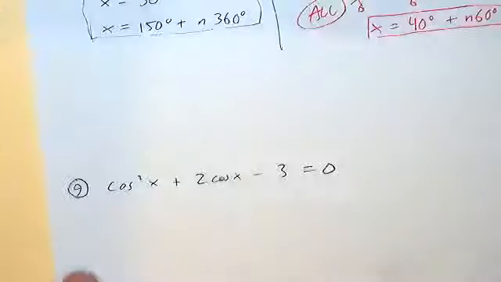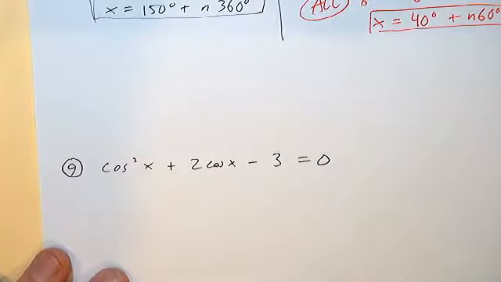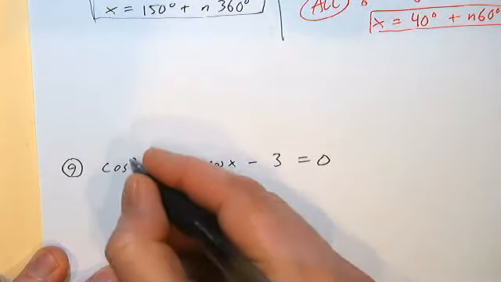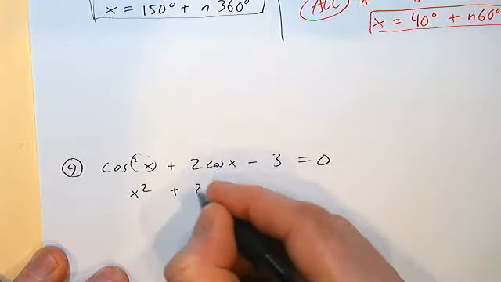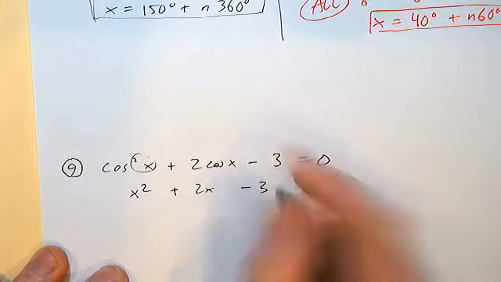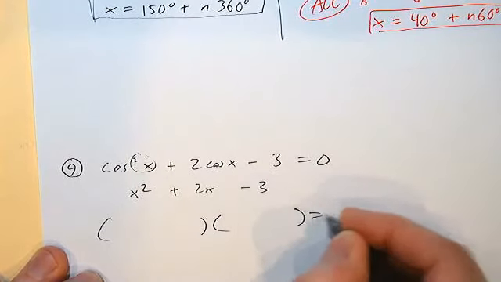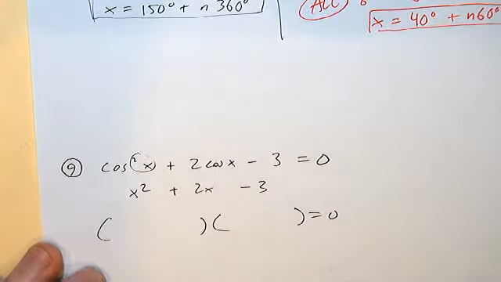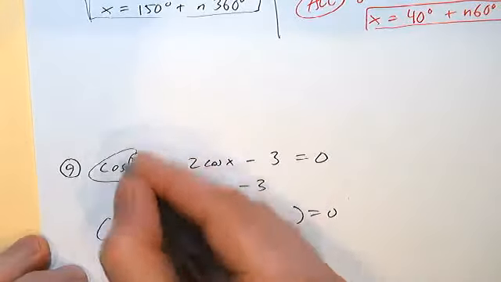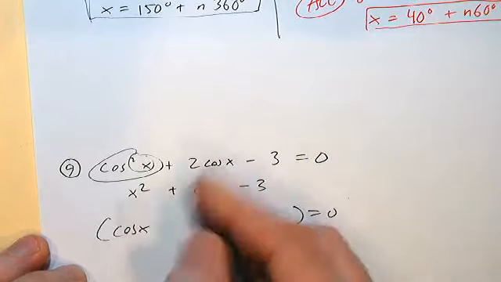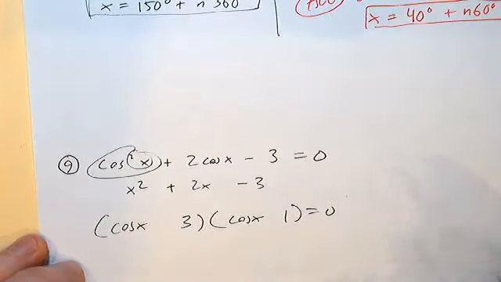Okay, and here's the last one. Ooh, this looks like factoring. In fact, if you look at it, doesn't it kind of look like x squared plus 2x minus 3? Isn't that like something squared plus 2x minus 3 and you just factor it? That's all that is, except we got cosine. So cosine squared is cosine x times cosine x. 3 is probably 3 times 1. That's all I can think of.